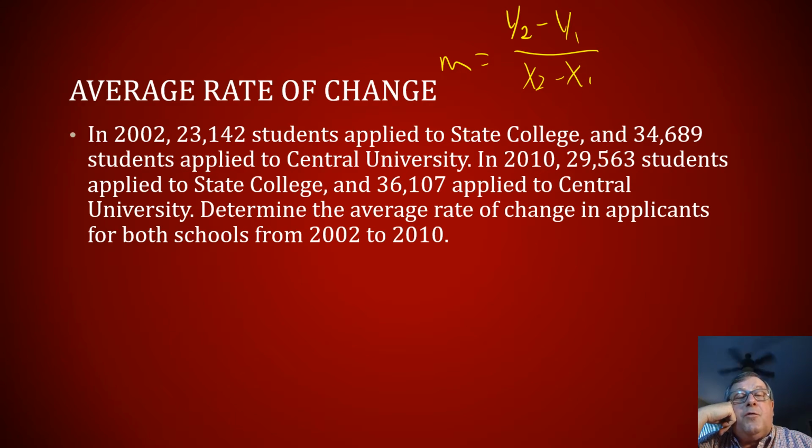In 2002, 23,142 students applied to State College, and 34,689 students applied to Central University. These are some pretty popular schools. 34,689, that's a lot. That 23,000 is pretty close, I think, to what University of North Carolina sees in terms of applicants every year. All right, we'll continue. In 2010, 29,563 students applied to State College, and 36,107 applied to Central University. Determine the average rate of change in applicants for both schools from 2002 to 2010.